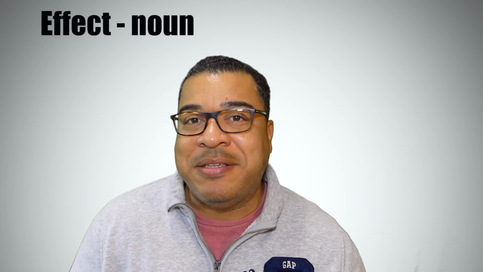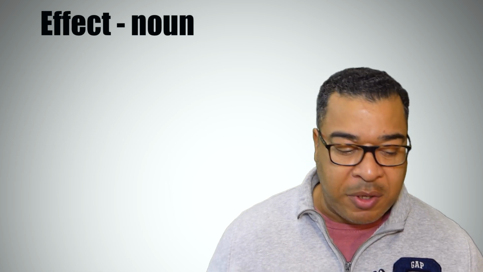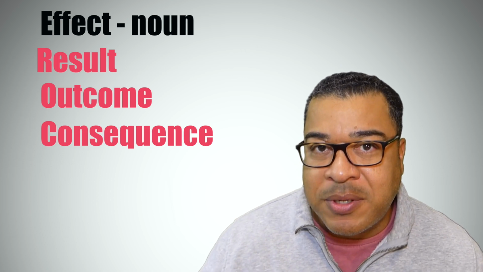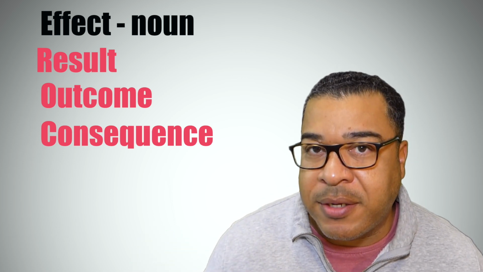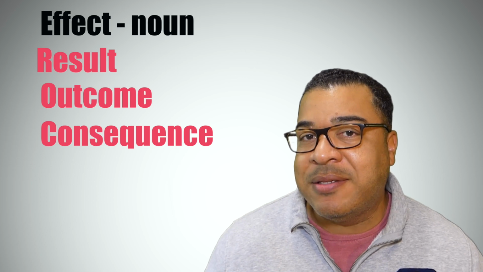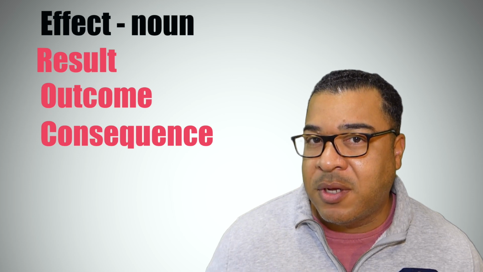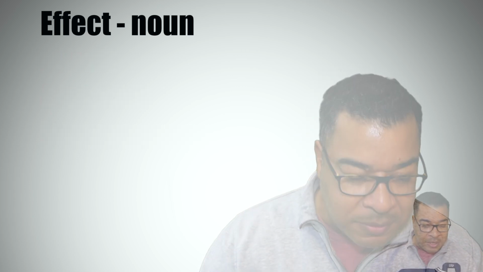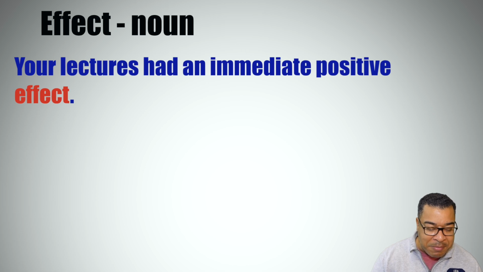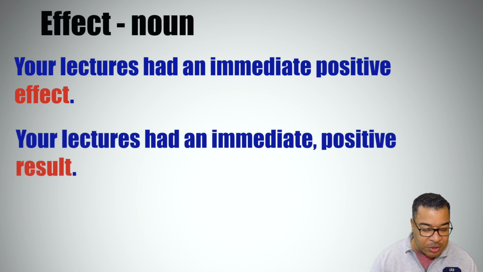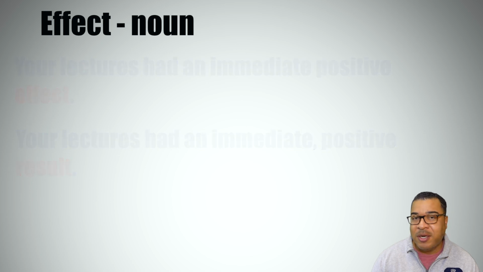Now, let's take a look at effect. I want you to remember that with effect, we're talking about the result of something, the outcome of something, the consequence of something, or maybe the appearance. So effect, firstly, is a noun, and it's normally like the result or the outcome or the consequence of something. Let's take a look at some examples. Your lectures had an immediate positive effect. So here, effect means result. And again, you can just change the word. Your lectures had an immediate positive result.